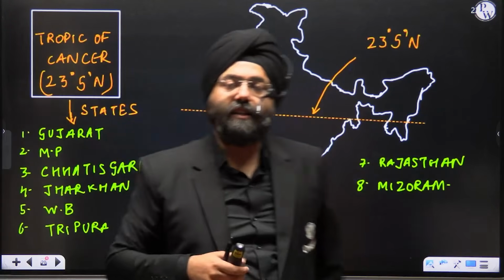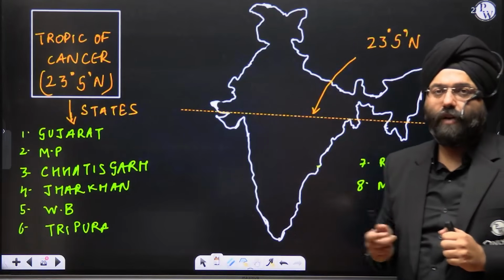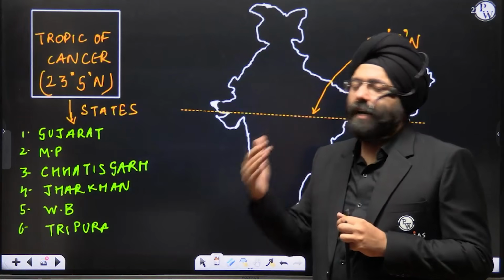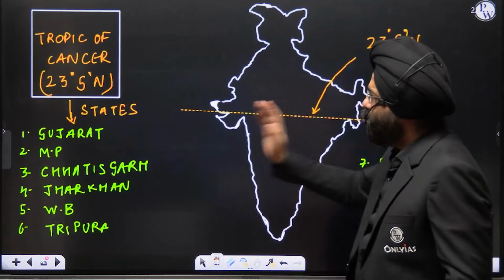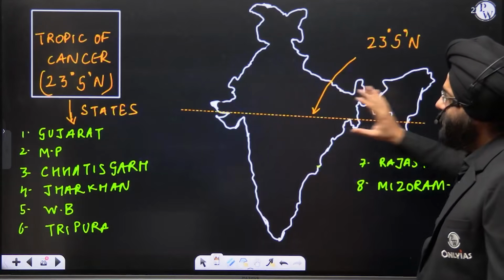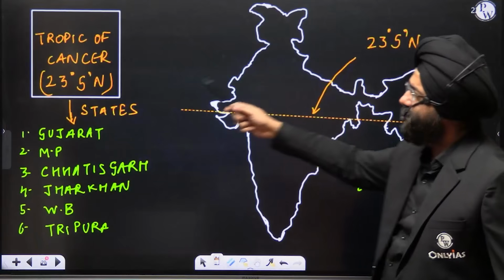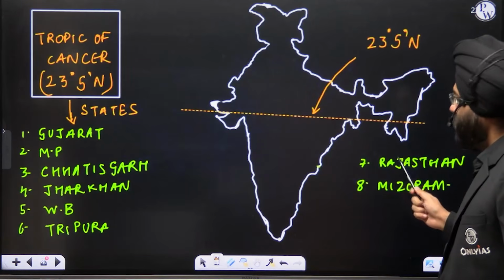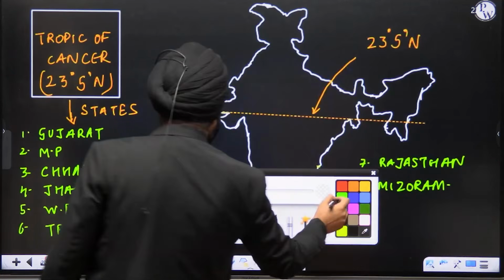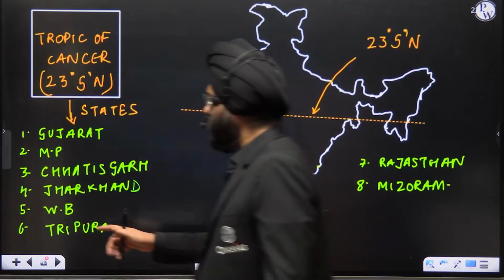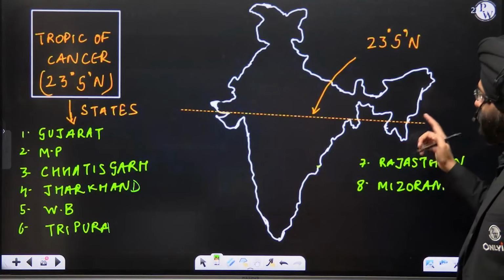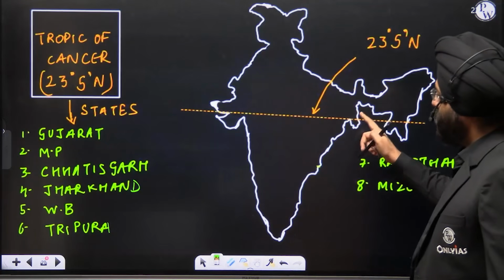Now, when we study this line, the important thing with respect to analyzing it is, what all states are basically being cut in this particular case. If you move from the westernmost part of India towards the easternmost, you will be able to analyze that it is cutting various states. It is cutting Gujarat, Rajasthan, Madhya Pradesh, Chhattisgarh, Jharkhand, West Bengal, Tripura, and Mizoram.